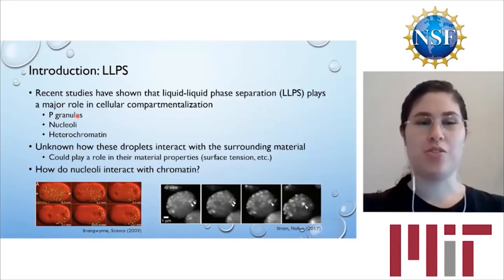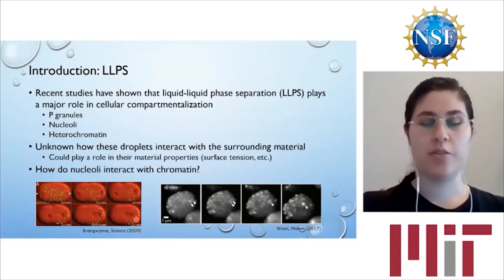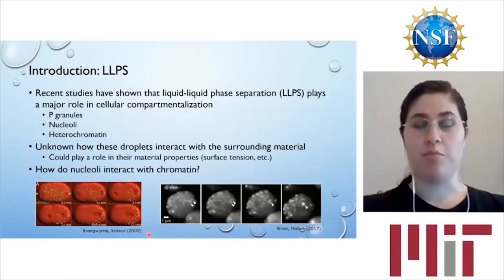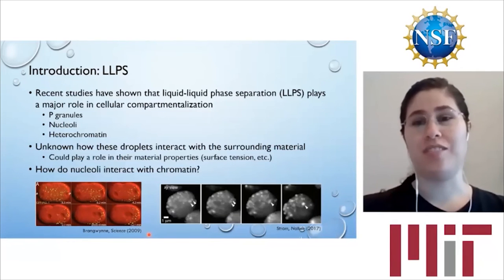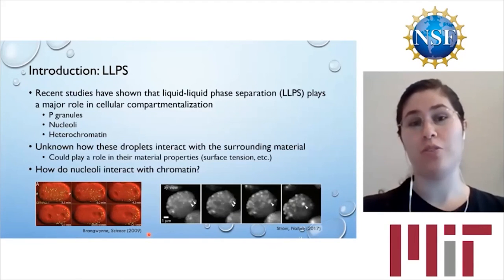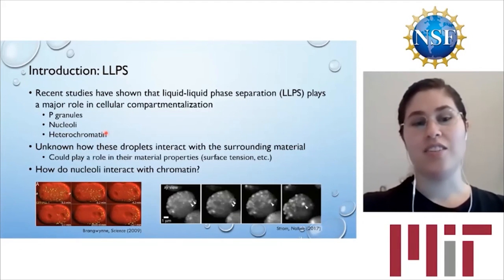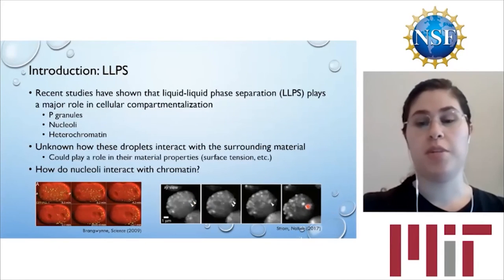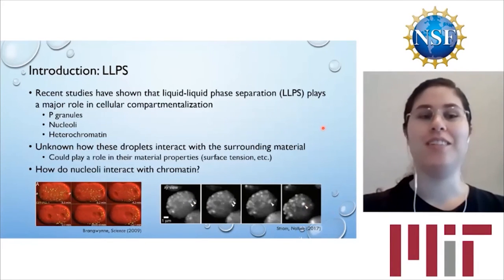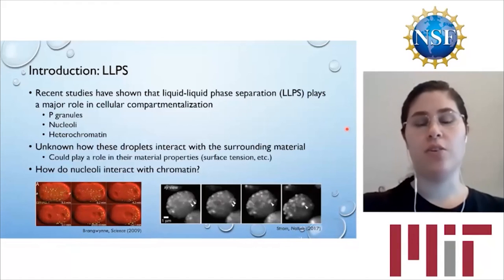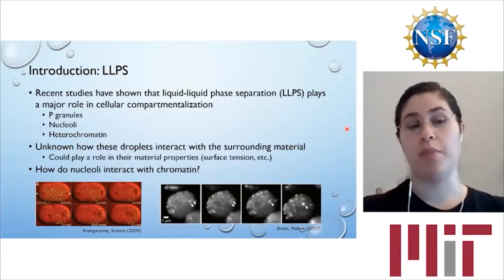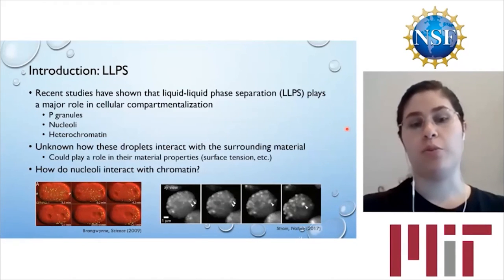The first example was shown in P granules in the worm embryo. That's shown down here, where the P granules in green segregate to one side of the embryo. Also, liquid-liquid phase separation was shown to play a role in nucleolar formation in cells. And recently, heterochromatin has been shown to form by liquid-liquid phase separation. As shown down here, we see these two heterochromatin patches fusing over time, and they round up into one heterochromatin droplet. However, it's unknown how these droplets interact with the surrounding media. And we know that this could play a role in their material properties.